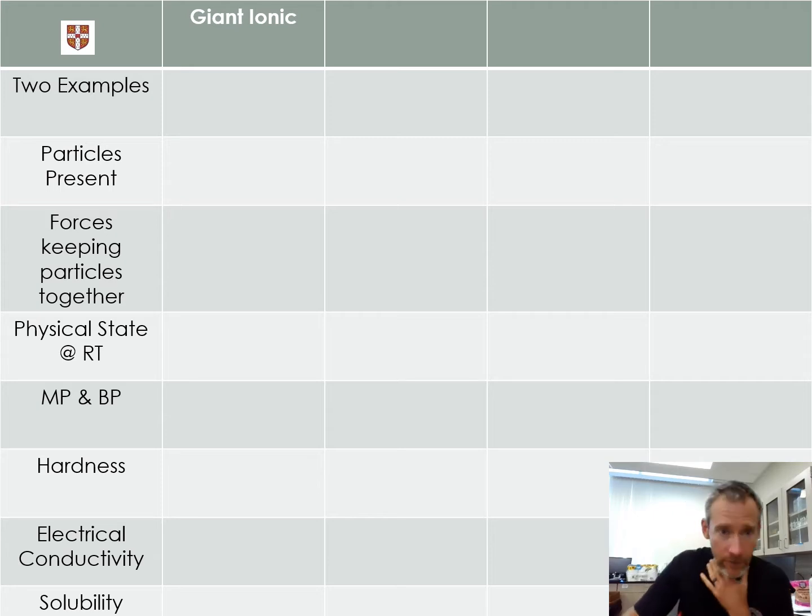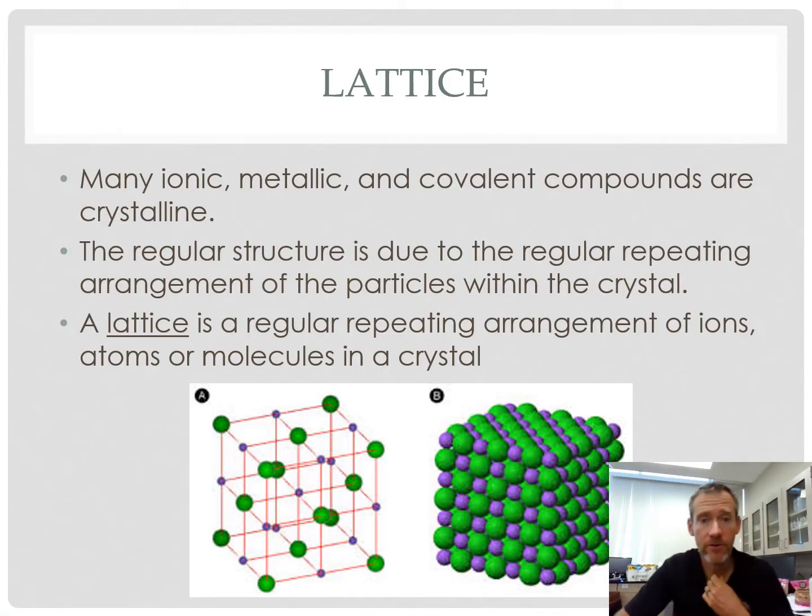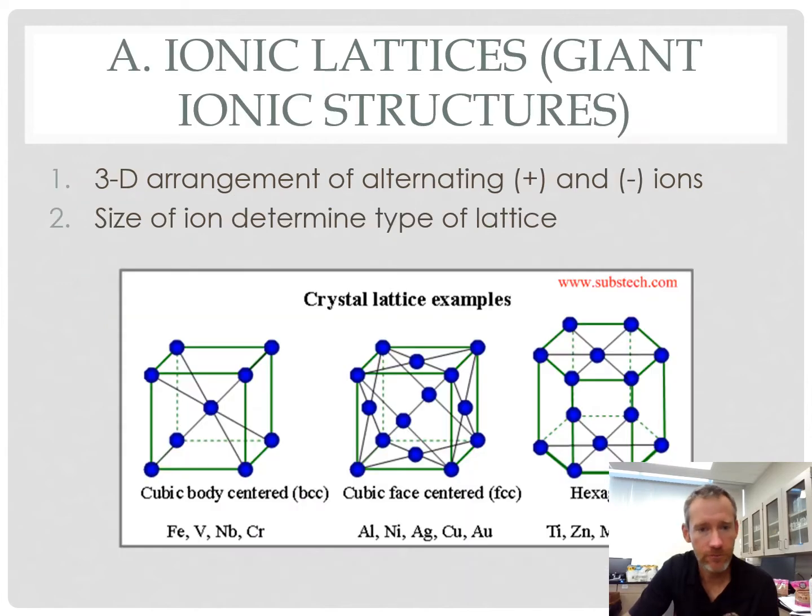For giant ionic, basically it's a crystal lattice structure. They have a repeating arrangement of the particles, like salt, sodium chloride. This is very similar in metallic compounds as well, and some covalent compounds that form crystals. It's called a lattice structure, and basically it's a repeating arrangement of ions, atoms and molecules. You have different types of lattice structures: cubic, face centered, and hexagonal.